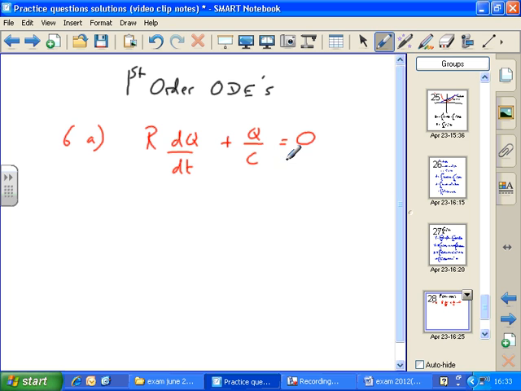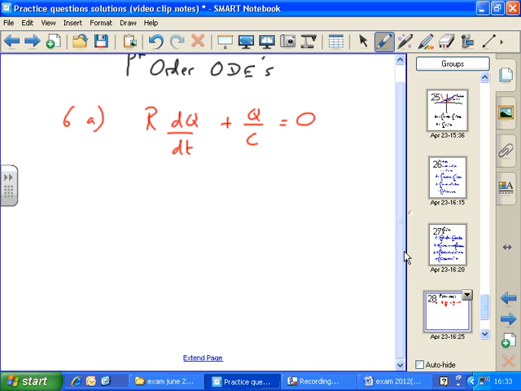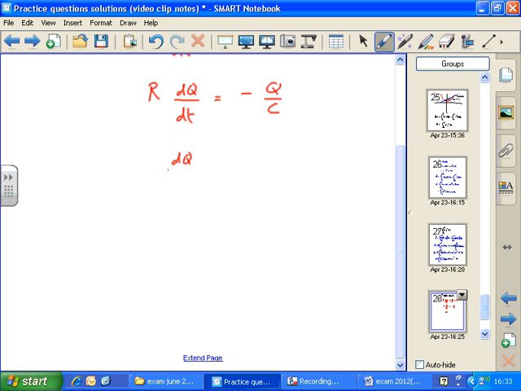What I've got to do is to solve this. So the first thing I do is take the q over c to the other side. So R dq dt equals minus q over c. Then dividing both sides by R, I get that dq by dt equals minus q over RC, which I can think of as q times minus 1 over RC, effectively separating those out.